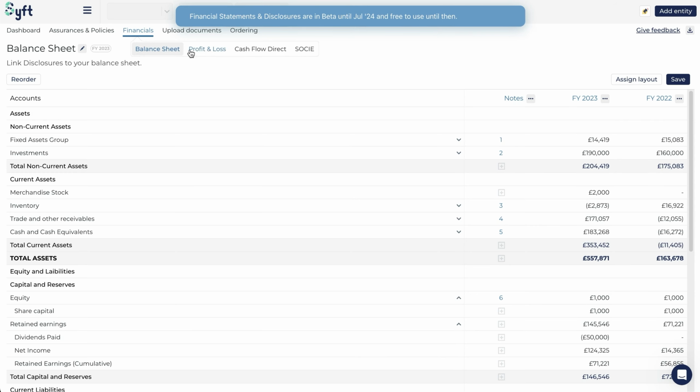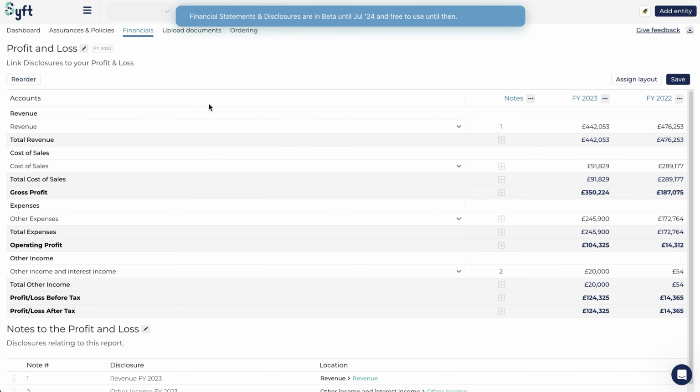Next, let's refer to the profit and loss statement. The profit and loss statement summarizes a company's revenue, costs, and expenses over a specific period. As you can see, included in this statement is all revenue, cost of sales, other expenses, and other income. The figures presented are the movement for the period, since income and expense accounts do not have opening balances.